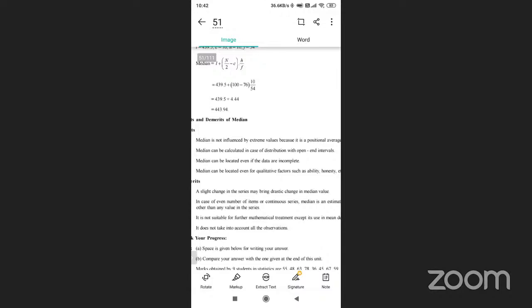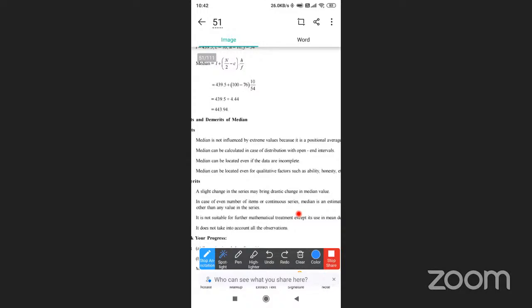I already told you. Now the demerits. A slight change in the series may bring a drastic change in the median value. In case of an even number of items or a continuous series, the median is an estimated value other than any value in the series. It is not suitable for further mathematical treatment except its use in the mean deviation. It does not take into account all the observations.